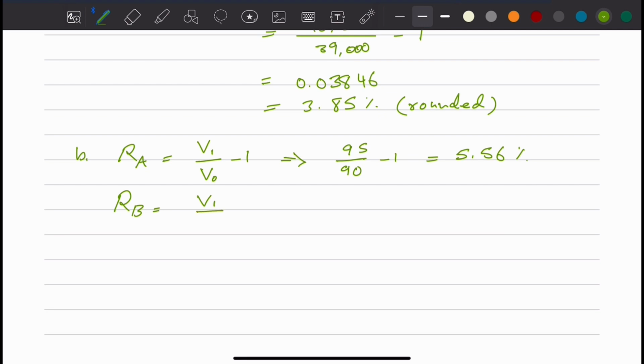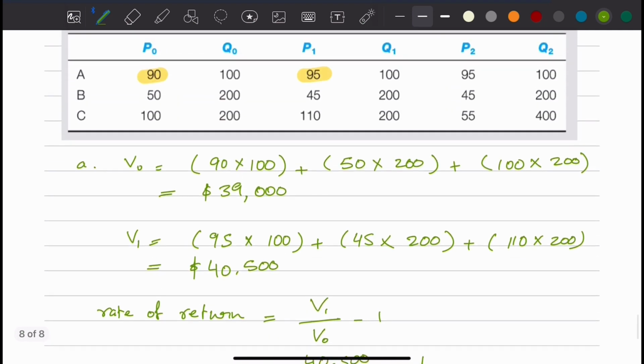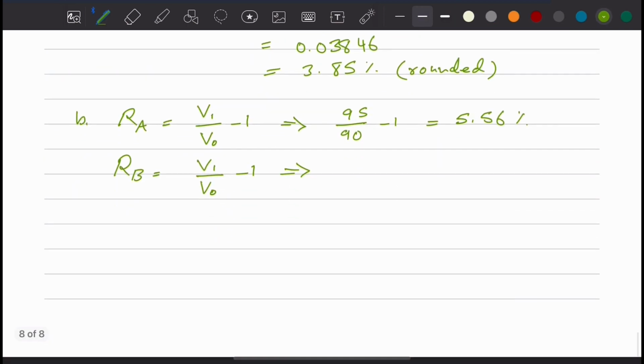And the return on stock B, again, is going to be the price of stock B at time 1 over the price of stock B at time 0 minus 1. 45 over 50. Notice that this stock has dropped in price, so we expect to get a rate of return that is negative. 45 divided by 50 minus 1 multiplied by 100. That is a negative 10% rate of return.